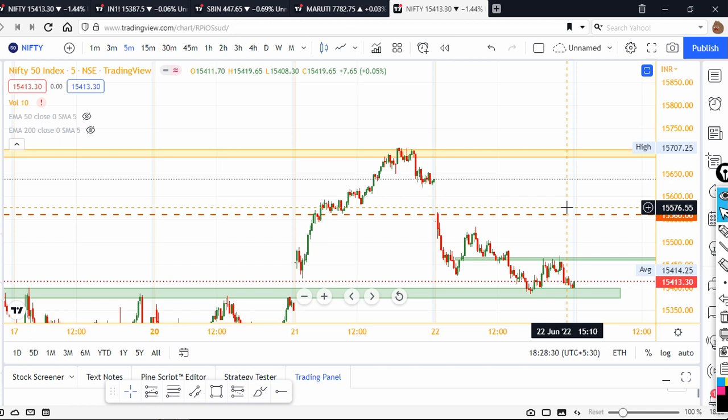Or if you want to trade, you can trade the next expiry, that is not the expiry which is expiring tomorrow, but the expiry which will expire the next week, that is 30th of June, the next weekly expiry.